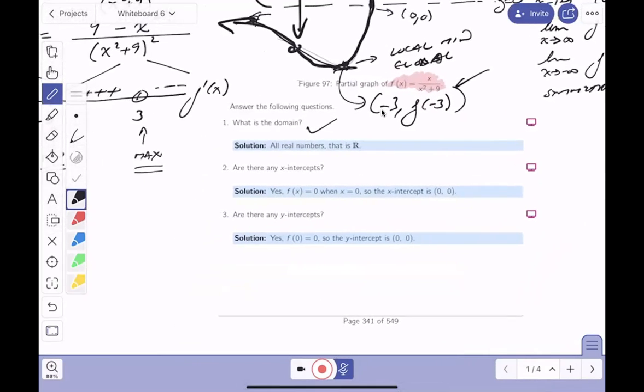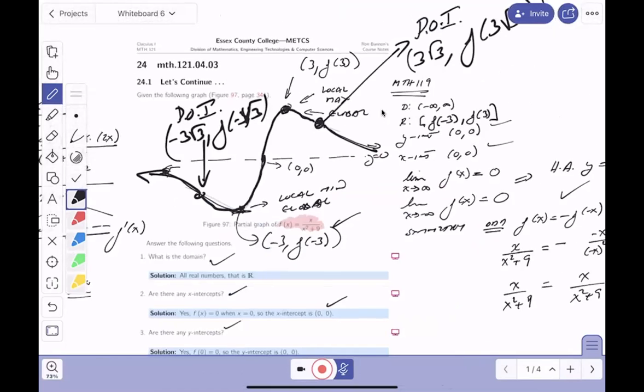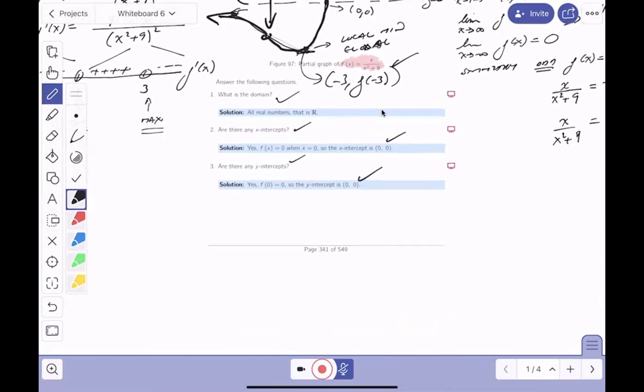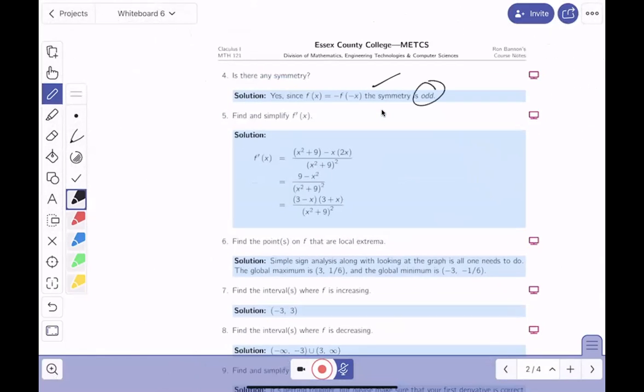So our x-intercepts, yeah, we did that before. There's an x-intercept. What was it? 0, 0. That's indicated. Any y-intercepts? Yeah, we did that right from the get-go. 0, 0. Let's go to the next page. Symmetry. I hope you remember we did that. We've already done that. It's something we've done in the past.